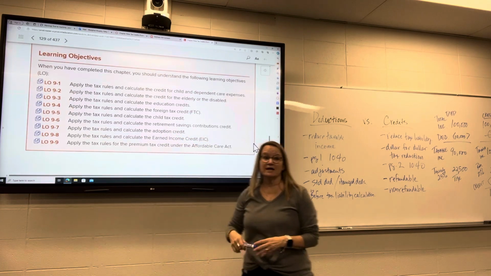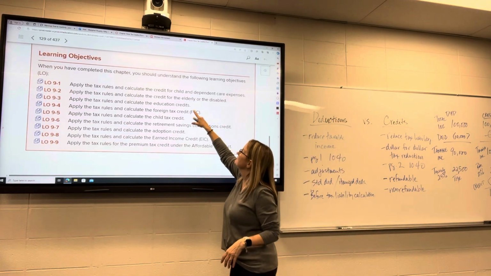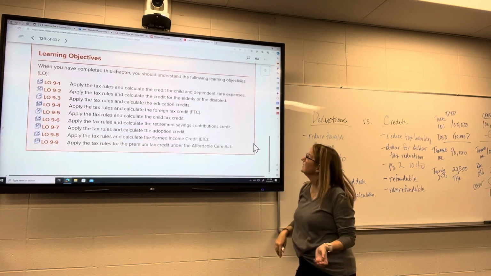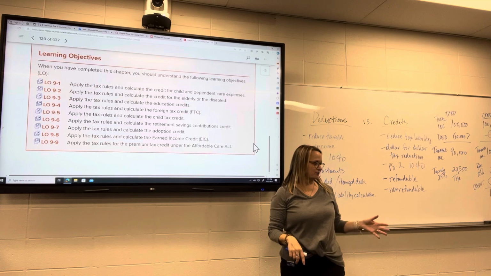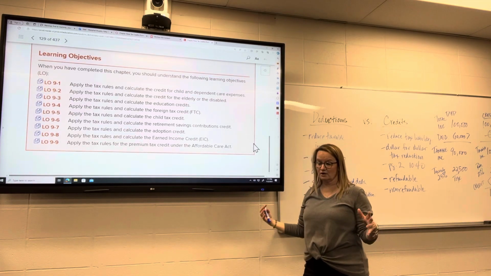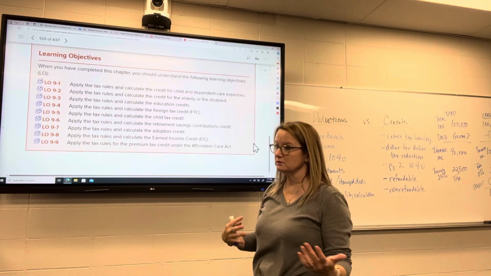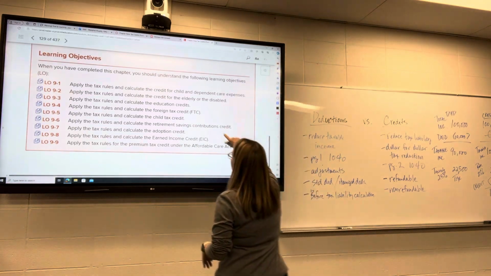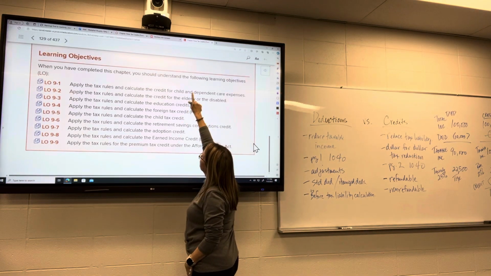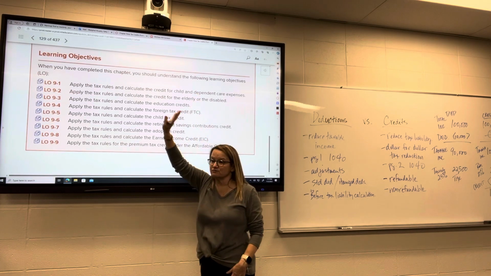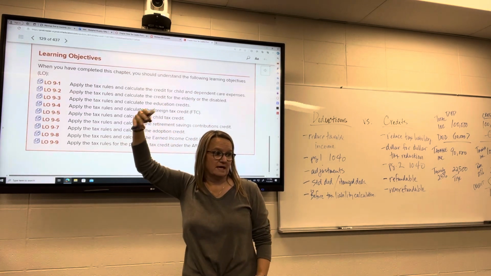Child tax credit. Now, child tax credit is different from the credit for child independent care expenses. Child tax credit is a credit just for having a qualified child, whether you pay for daycare for them or not. Either way. The first one is just for those daycare type expenses.